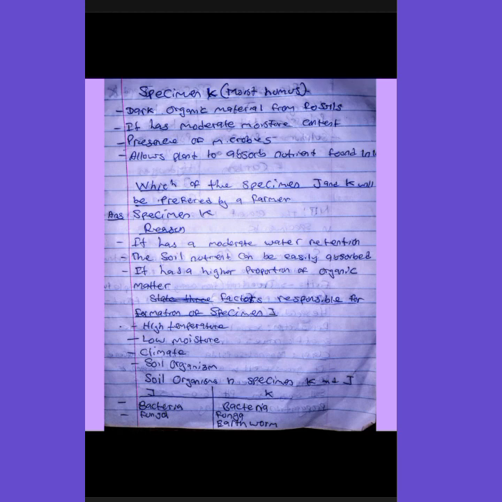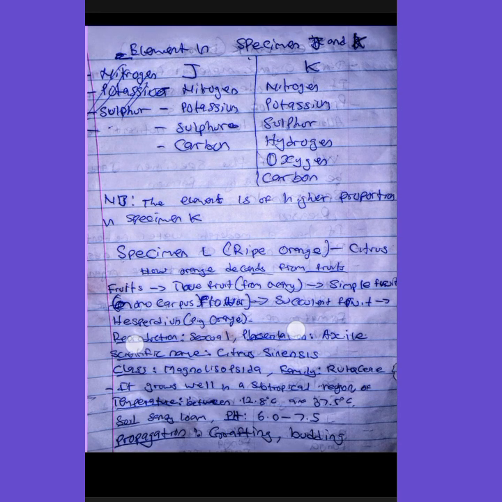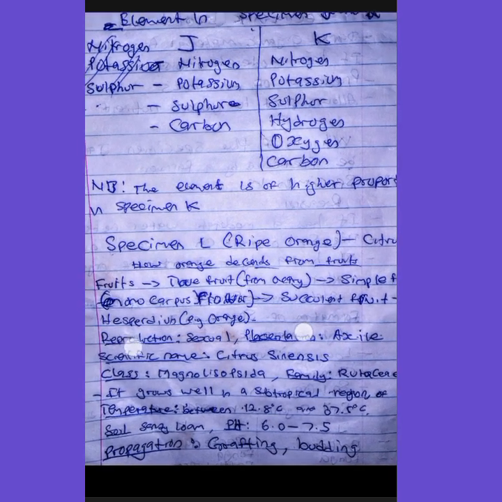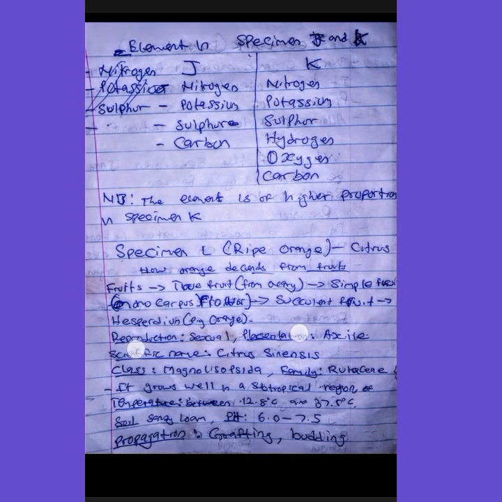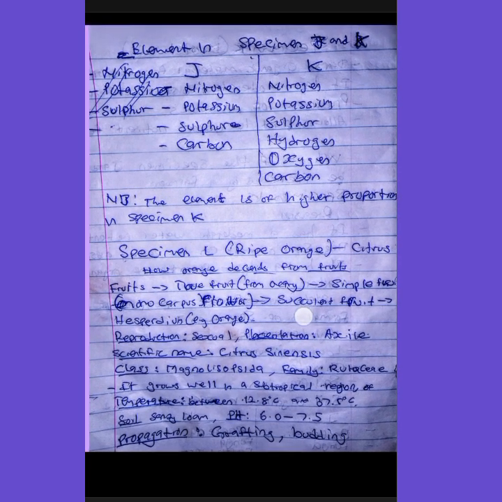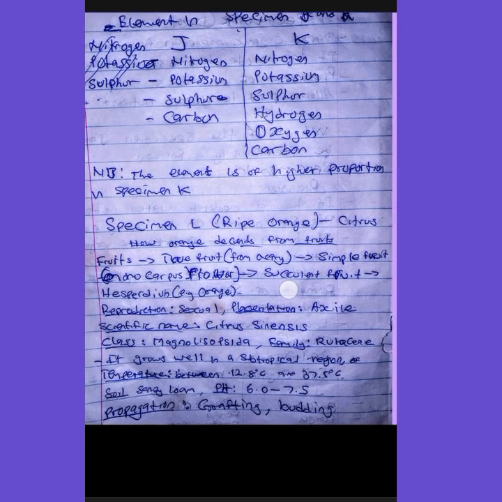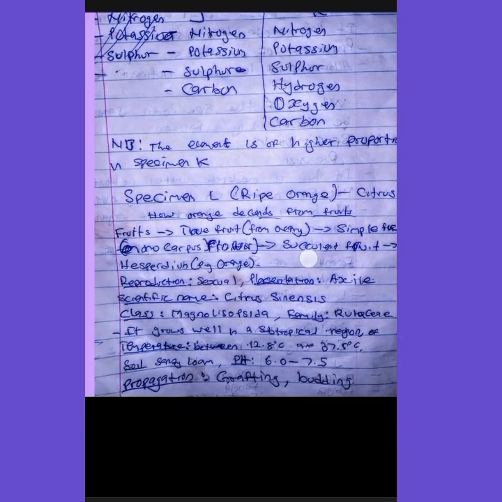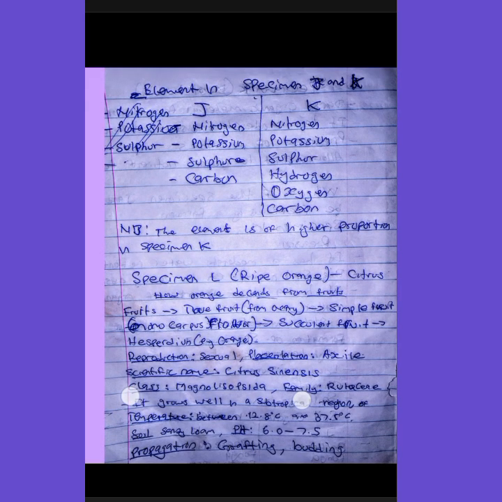And take note of this. The higher proportion is in specimen K, while the elements in specimen J are nitrogen, potassium, sulfur, carbon, while the ones in K, that is the moist humus, are nitrogen, potassium, sulfur, hydrogen, oxygen, and carbon. The elements are of higher proportion in specimen K because it has moderate temperature, moderate water holding capacity, then moderate moisture content.